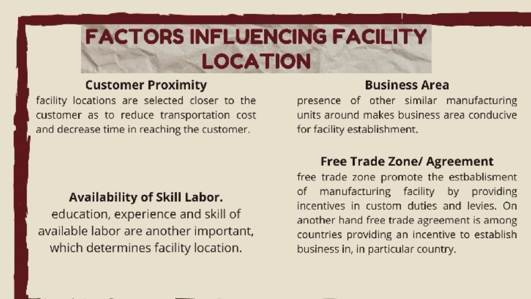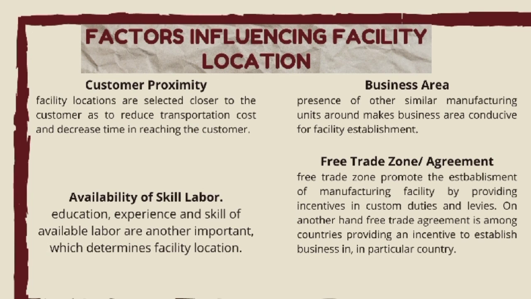The first one is customer proximity. The facility location is selected closer to the customer so as to reduce the transportation cost and decrease the time in reaching the customer. Next is the business area. The presence of other similar manufacturing units around makes the business area conducive for facility establishment. And third is availability of skill level. The education, experience, and skill of available labor are another important factor which determines the facility location.